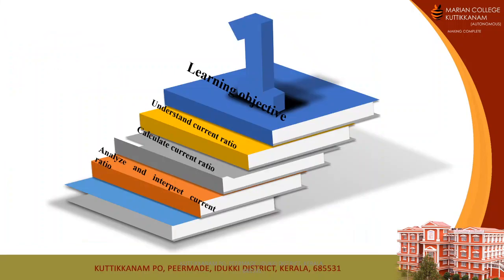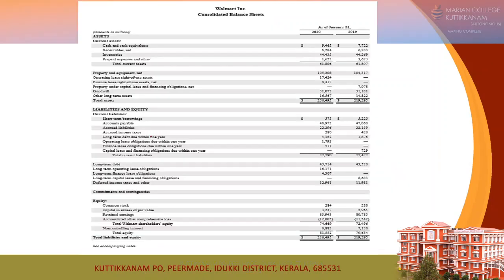I'm Listener Jose, and in this video I'm going to talk about liquidity ratios. This is a balance sheet of Walmart. What all information will you get from this? Yes, we can see the total of current asset, current liability, then fixed asset and liability.